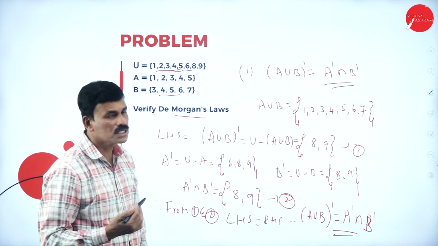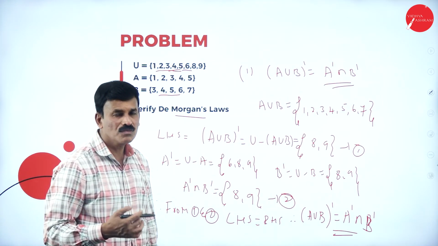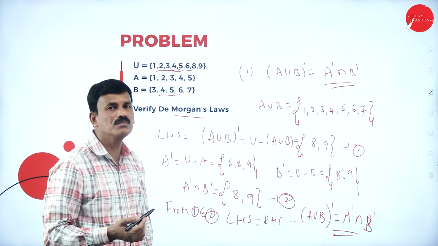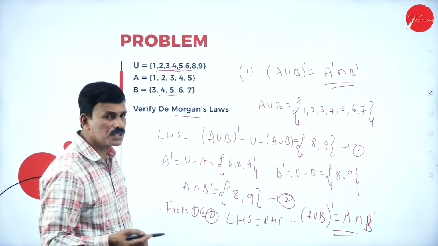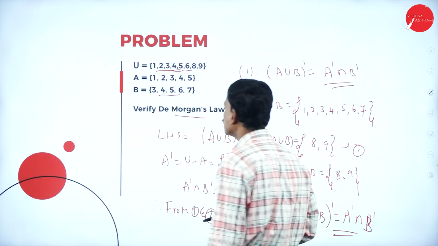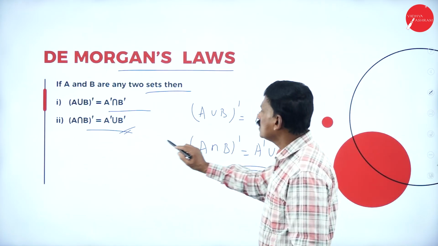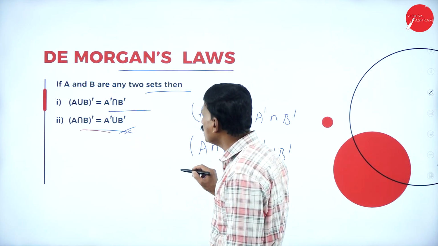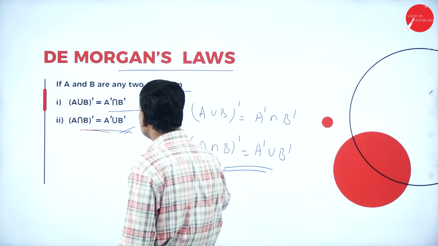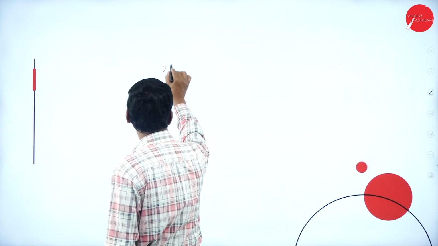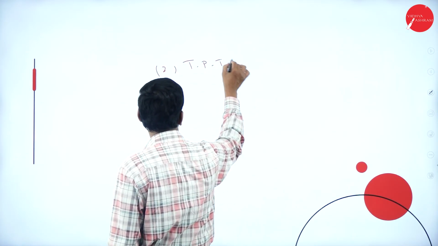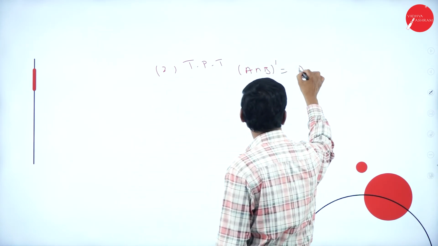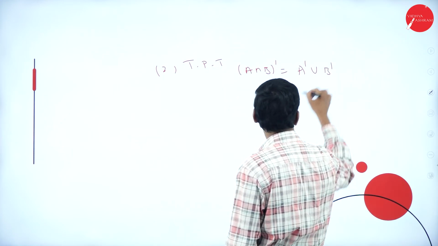If you solve this, definitely you will get 3 marks in the examination. Sometimes, if you verify both the properties, you will get 5 or 6 marks. Now, let us come to the second one, which is the intersection. Now the second one, to prove that (A intersection B) dash is equal to A dash union B dash.